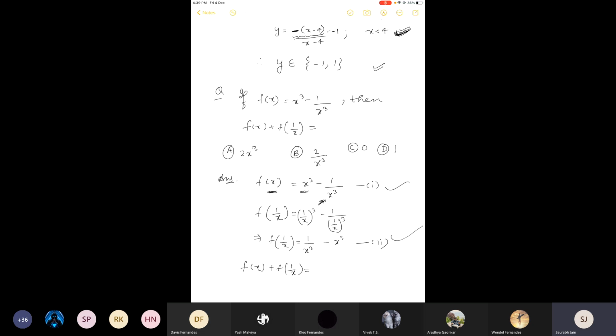Okay, what about the answer? f(x) plus f(1/x). At least you can understand whatever I am trying to ask here. So the answer will be 0. And it is not that tough.